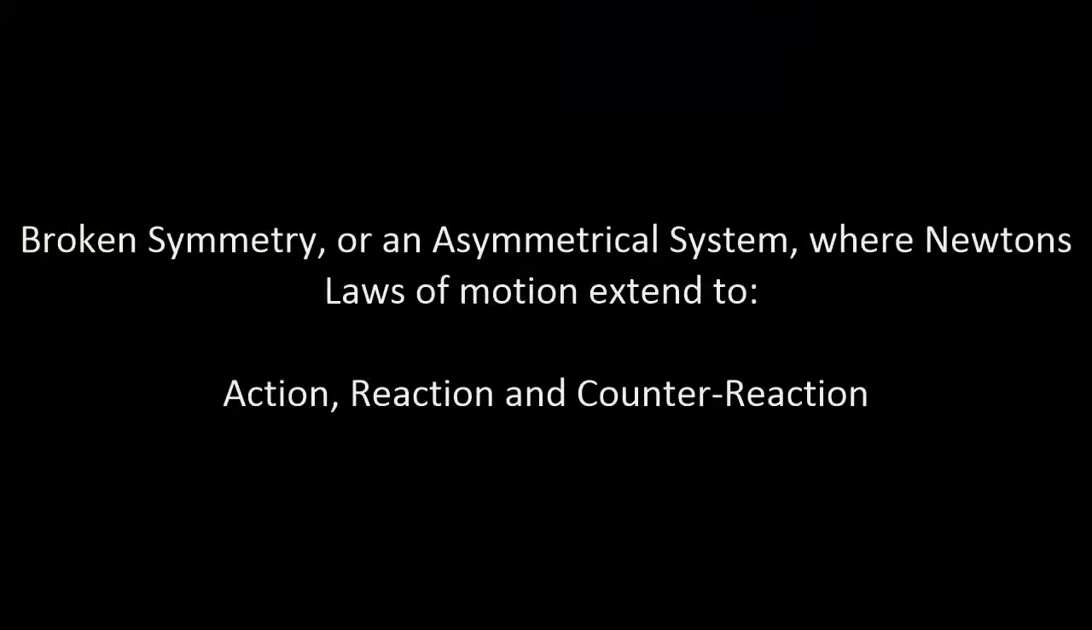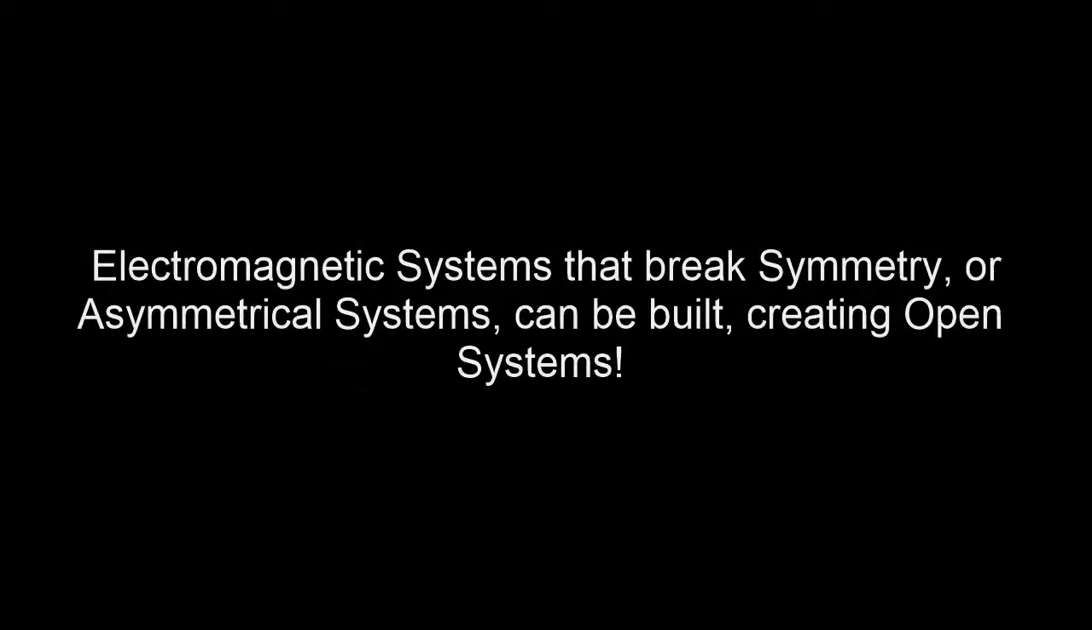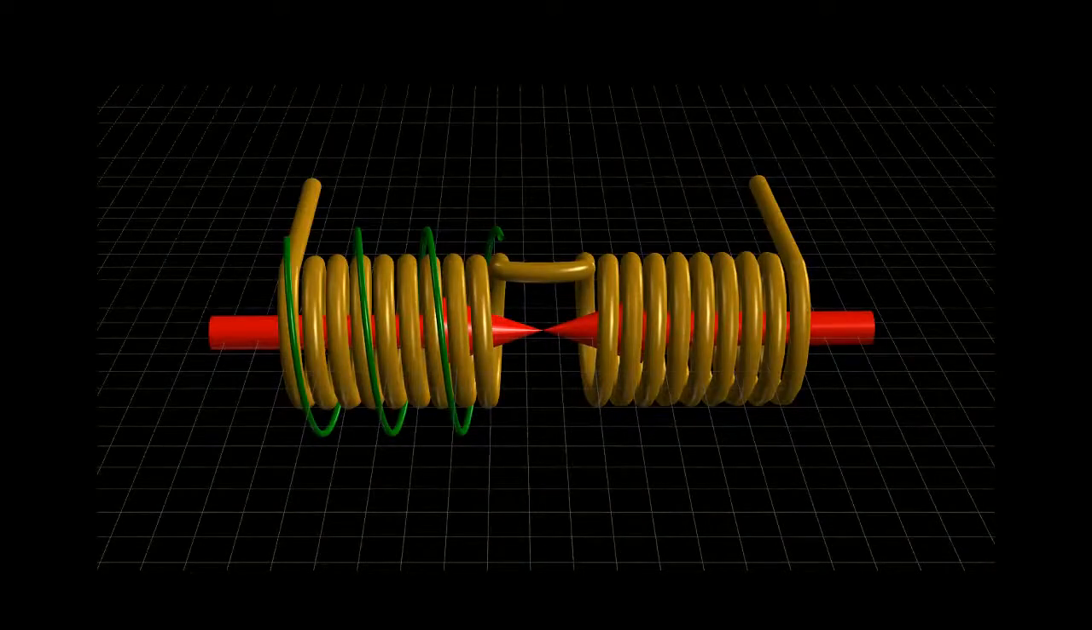Broken symmetry, or an asymmetrical system, where Newton's laws of motion extend to action, reaction and counterreaction. Electromagnetic systems that break symmetry, or asymmetrical systems, can be built, creating open systems. An example of asymmetrical systems: 1 input coil, two output coils, in magnetic resonance, where each current is 180 degrees out of phase, opposing. This system is an example of action, reaction and counterreaction.